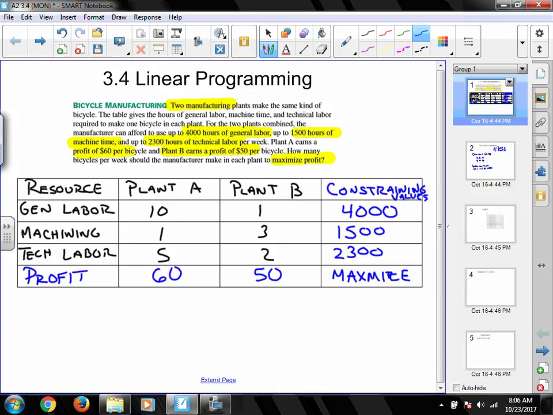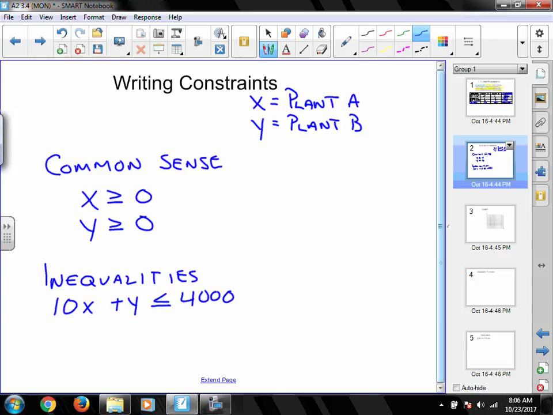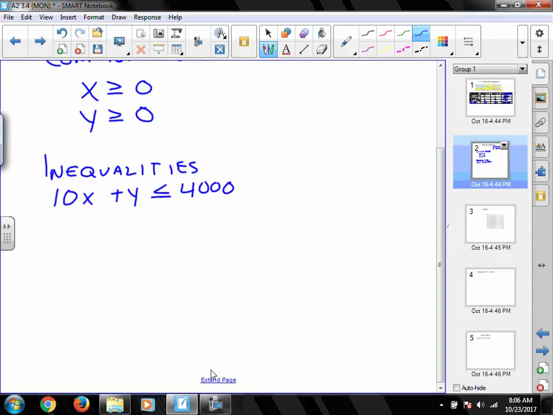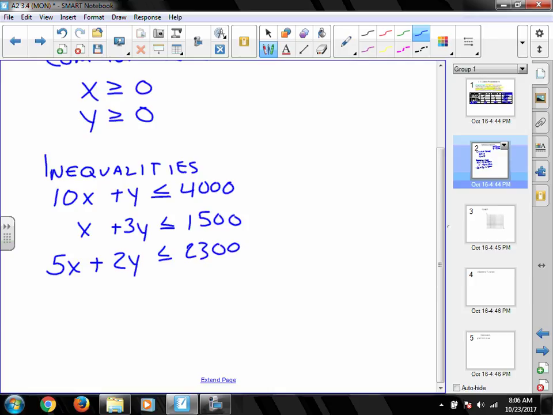Going back to my table, look at machining. 1, 3, and 1,500. Those are my key numbers here. I get x plus 3y has to be less than or equal to those 1,500 hours that I'm allowed to use. And our final inequality, again coming back from that table, I'm going to get 5x plus 2y is less than or equal to 2,300 hours. Okay, those are our 3 rows that the book gave us. We just used the constraining values to turn those into inequalities.